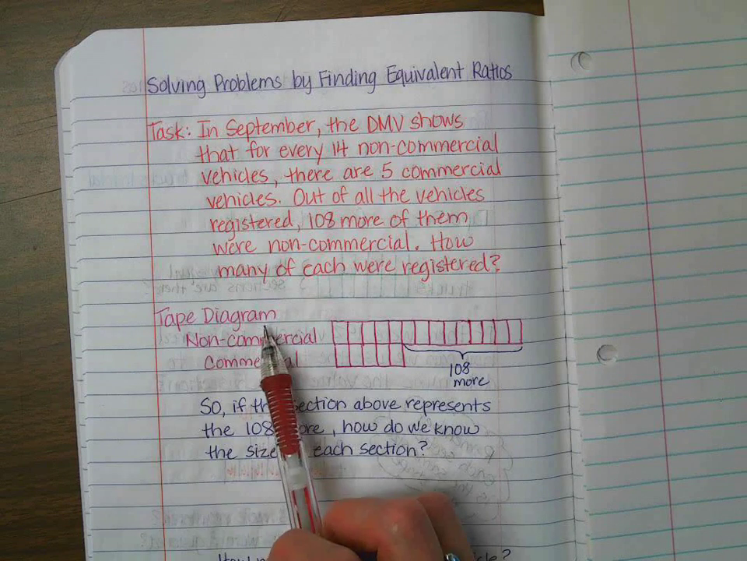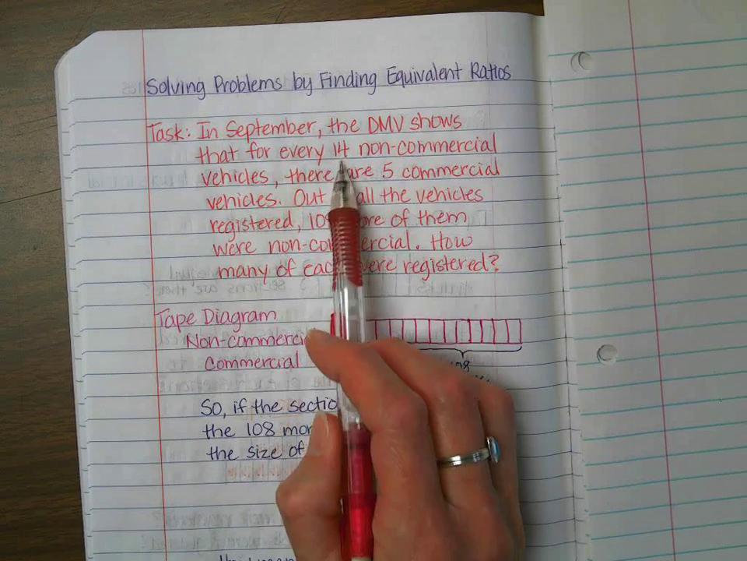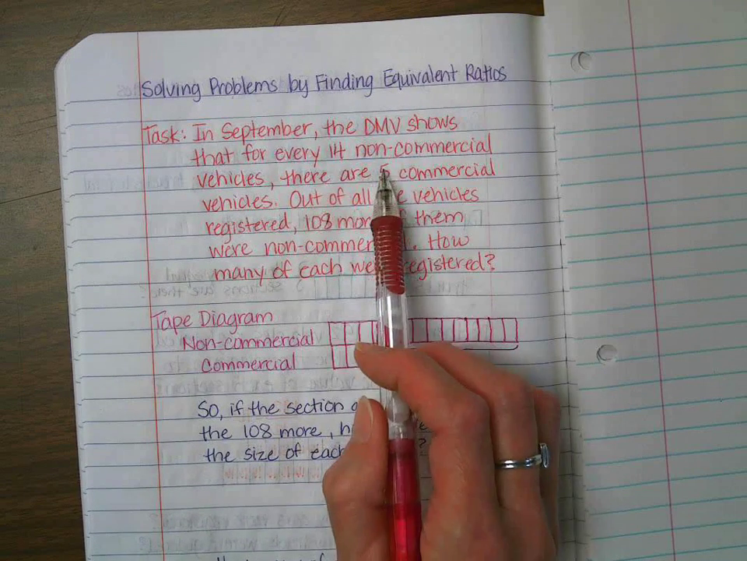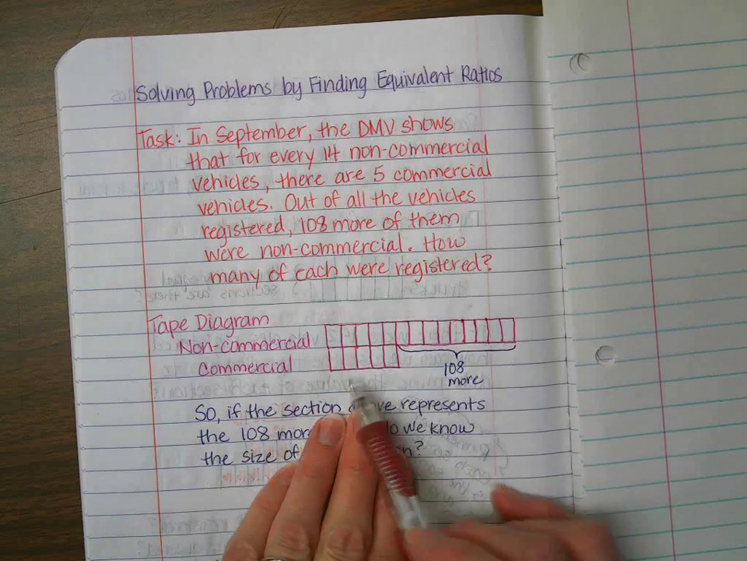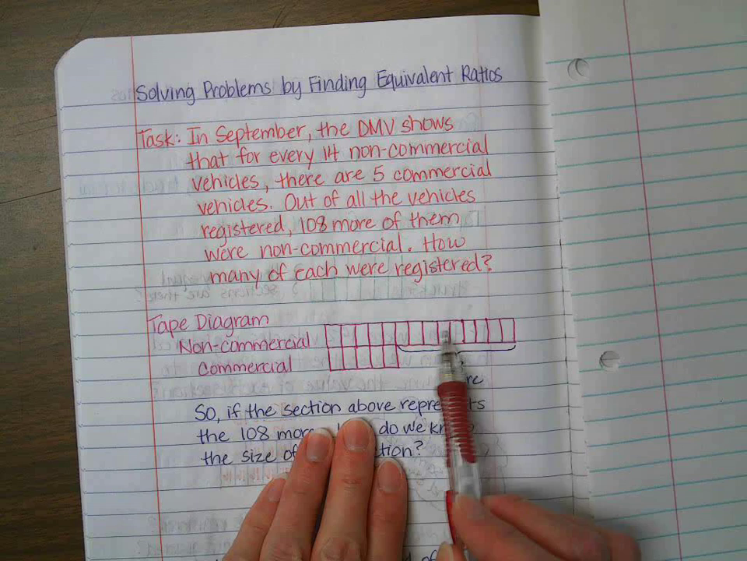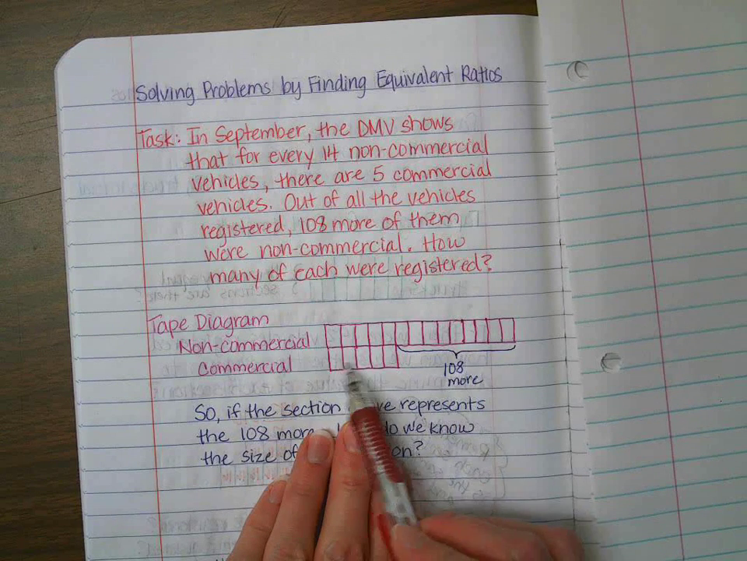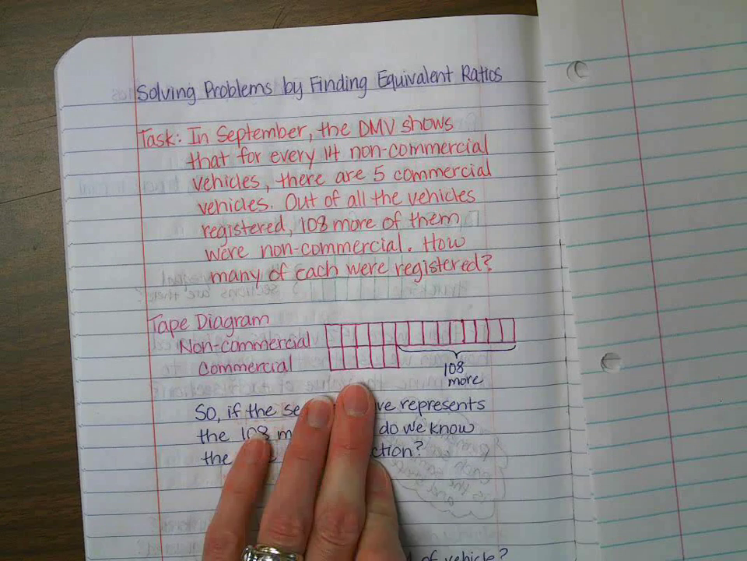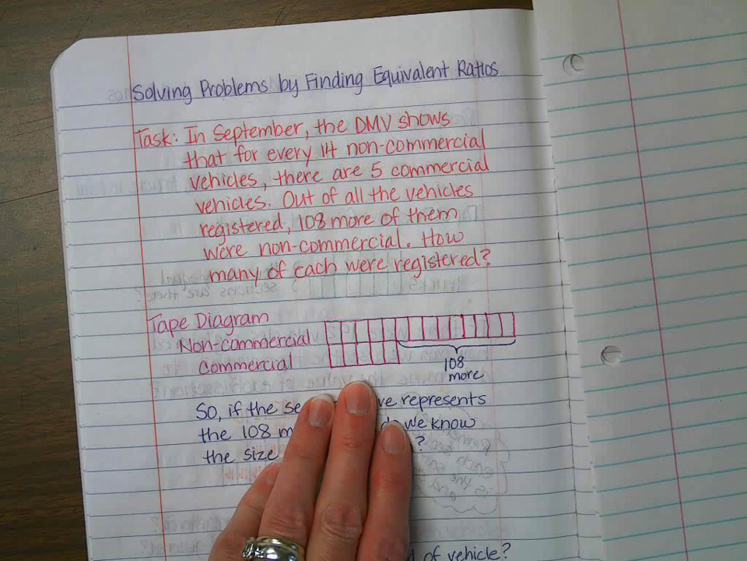So again, I'm going back to our favorite new tool, that tape diagram, and I've drawn it for you. Hopefully you recognize it. Non-commercial, the ratio was 14. Commercial, the ratio was 5. So we know our ratio is 14 to 5. If you look at this tape, it represents that. 1, 2, 3, 4, 5, 6, 7, 8, 9, 10, 11, 12, 13, 14 for non-commercial. 1, 2, 3, 4, 5 for commercial. Okay? So hopefully you're able to see that.